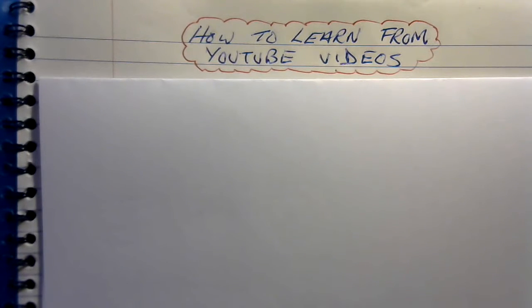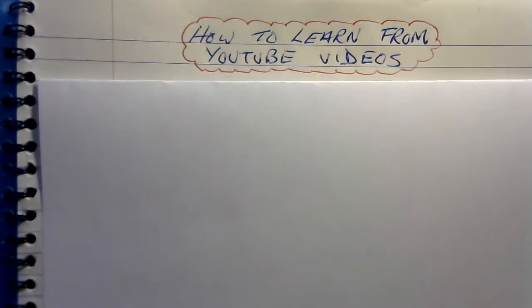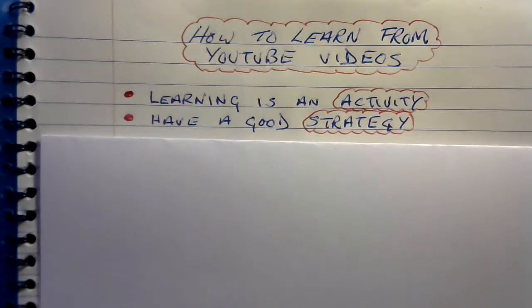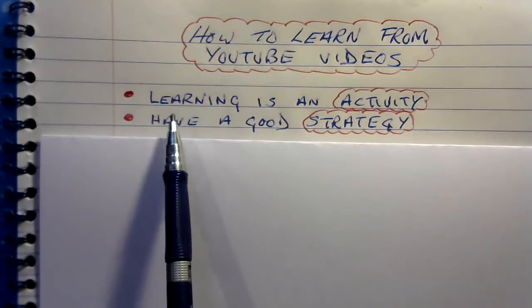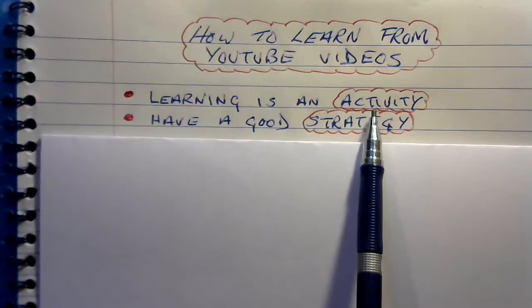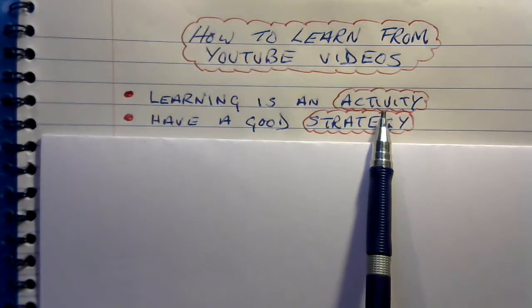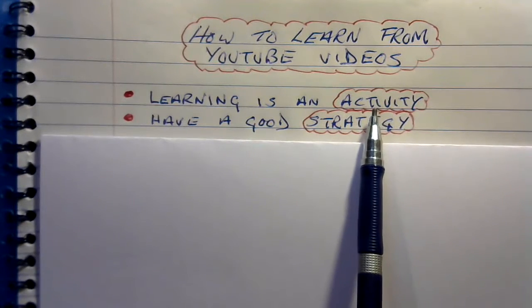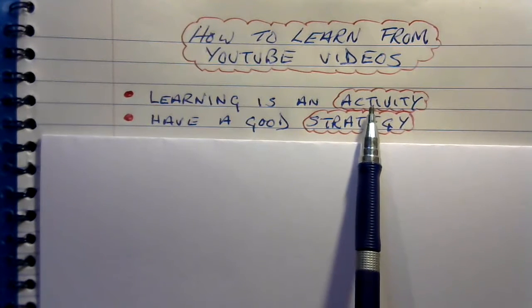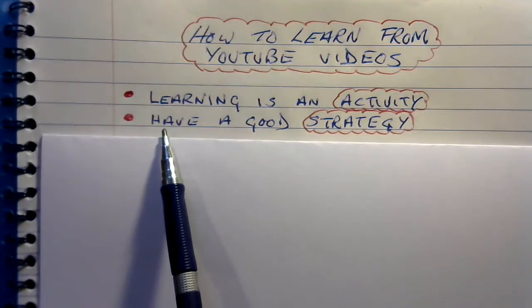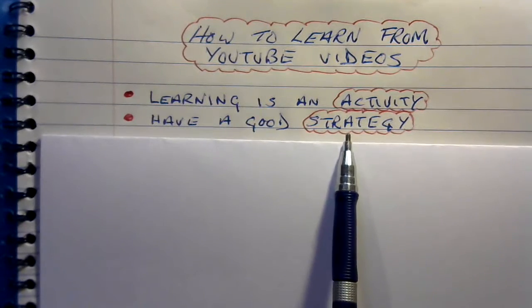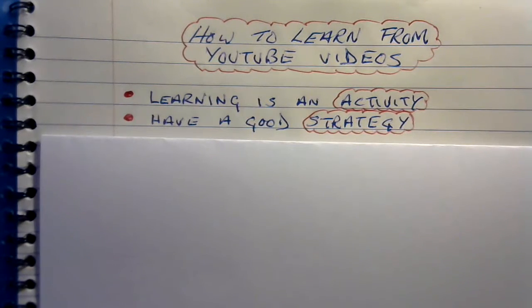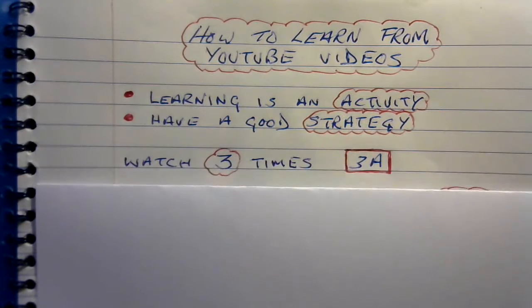And before I start, there are two things I want to say. First of all, learning is of course an activity. If you're an active learner, you're going to be a better learner than if you just sit back passively. And if you have a good strategy, you're going to find life very much easier. So that's what this is about.